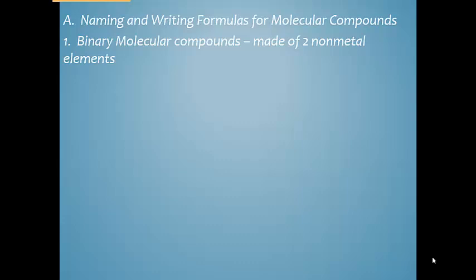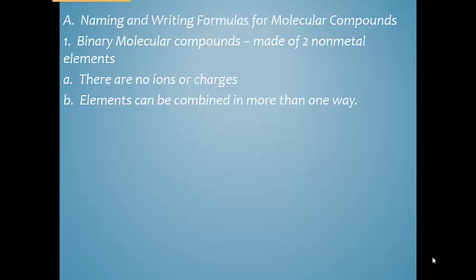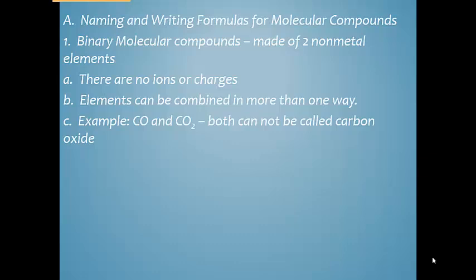Again, you have to look at your periodic table and you're looking at the elements on the right-hand side of that stair step where your metalloids are at. There's no ions or charges because that is ionic bonding only. And the elements can combine in multiple ways, and so we specifically have the rules for covalent bonding because of that. For example, we could have CO and we could have CO2. They're both made up of carbon and oxygen, but just different amounts.